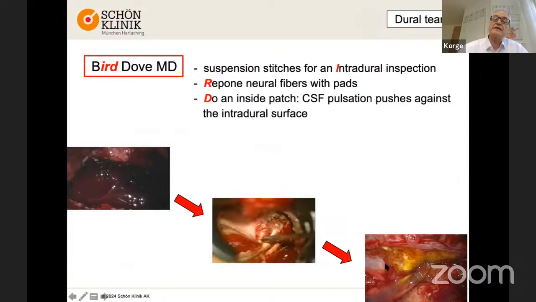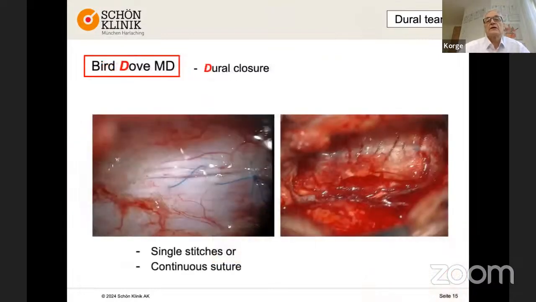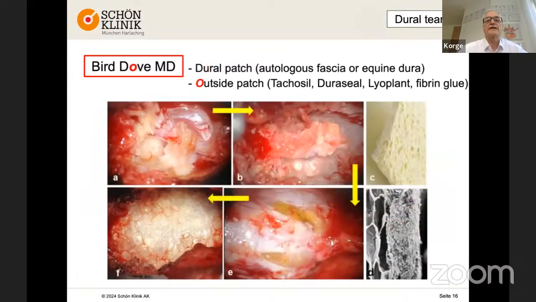And that means then that CSF pulsation already pushes the pad against the intradural surface. And then as soon as you have a stop of the CSF leakage, then it's much easier to close it. The way you close your dura, from a scientific point, is independent. There's no difference whether you do single stitches or a continuous suturing. Both are likewise valid. And then if you have closed it, of course, like if you see here, and then you do an outside patch as well.